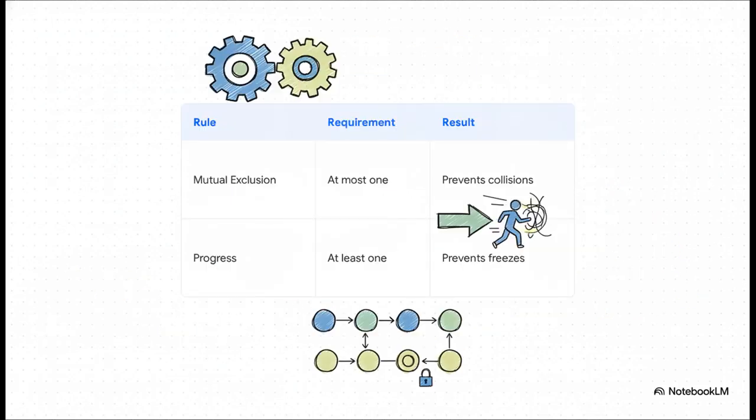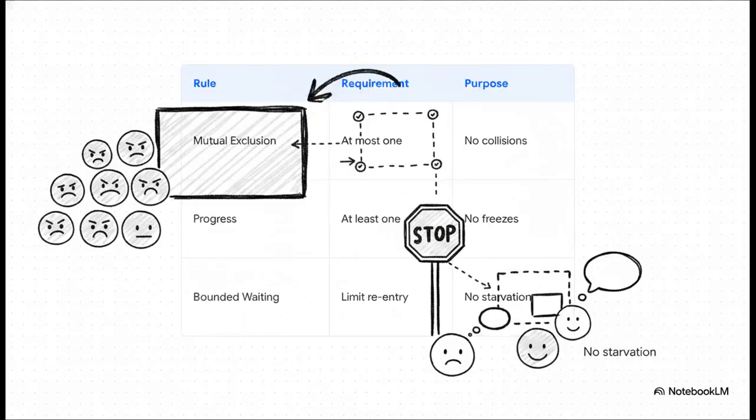To fix that freezing issue, we have to add rule number 2, progress. If no one is currently in the critical section, and multiple processes want to enter, the selection of who goes next cannot be postponed indefinitely. At least one process must be allowed to enter. Mutual exclusion prevents the collision by saying at most one, while progress prevents the system freeze by saying at least one. Finally, we add the third piece, bounded waiting.